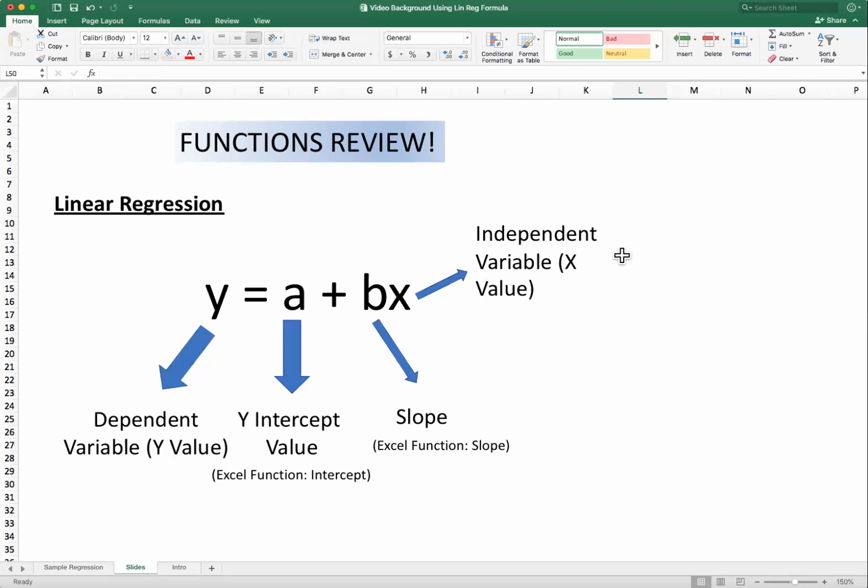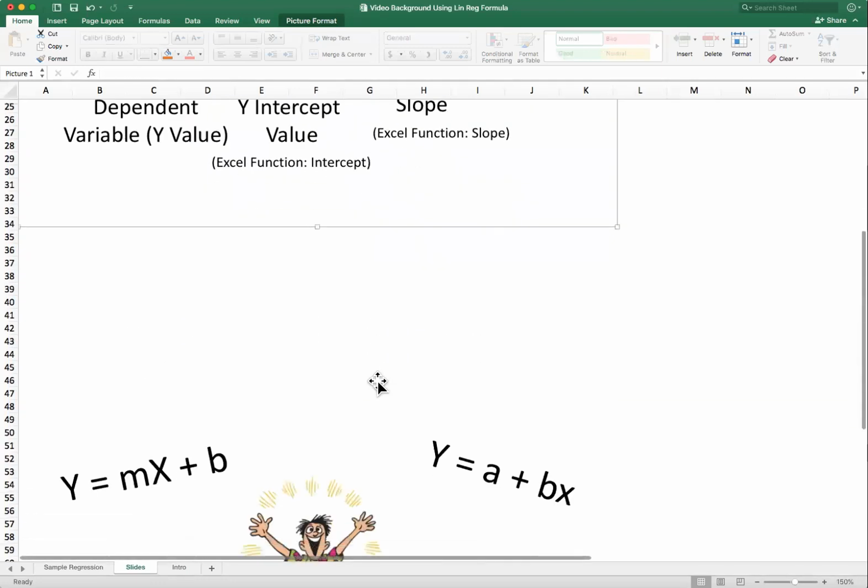And then the independent variable, which is the x value. So remember, you've got your y value, which is the y-axis value, and your x value along the x-axis, or typically your horizontal. And then you've got two other elements here. One of them is y-intercept, and the other one is slope.